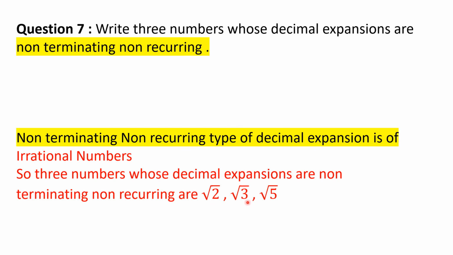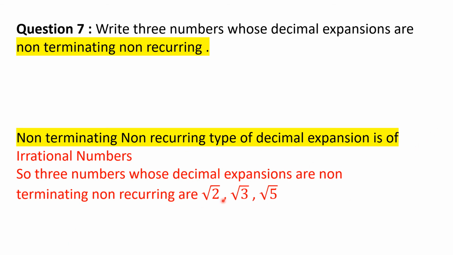So root 2, root 3, root 5, as you can see, 2 is not a square of any number. 3 is not a square of any number. 5 is not a square of any number. Now I cannot write root 16. Why? Because 16 is a square of 4, right? So it will become 4 at the end. So I cannot write root 16 or root 25 or root 36, or root 4, because 4 is the square of 2, right? But I can write root 2, root 3, root 5, root 7, root 11, etc., right?